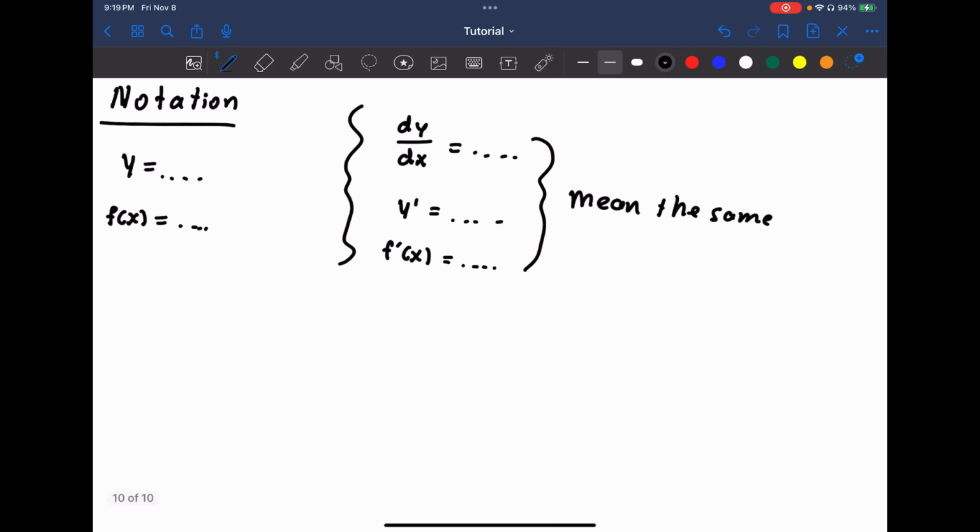It's just that some textbooks might have a preference of what to pick, but if you see any of these notations, just know that they mean the derivative of the function.